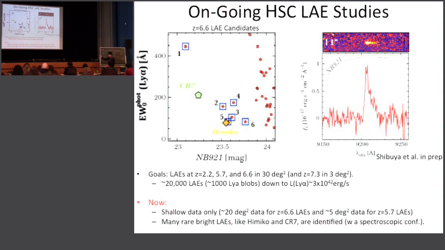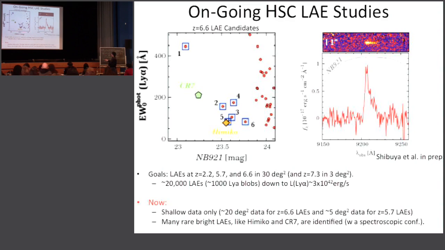And now the current state is that we are carrying out the shallow wide survey first, and we have taken about 20 square degrees of data for redshift 6.6 Lyman-alpha emitters. It's nearly an order of magnitude wider area than we have covered before. And thanks to the data, we have identified rare, interesting objects.